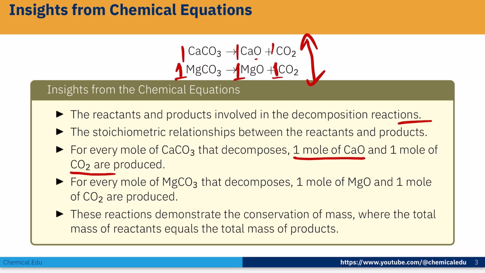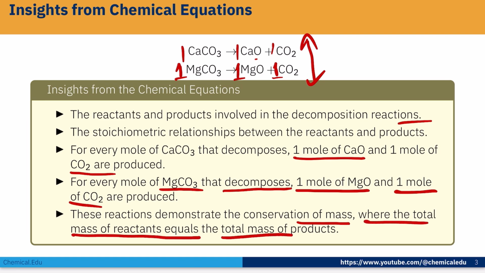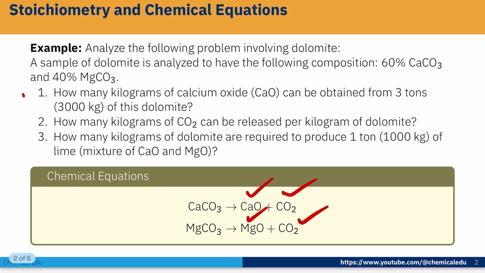Next, for every mole of magnesium carbonate that decomposes, that will produce 1 mole of magnesium oxide and 1 mole of carbon dioxide. And the last one, these reactions demonstrate the conservation of mass, where the total mass of reactants is equal to the total mass of products. So these are the insights we got from the chemical equations or chemical reactions. Now we have to solve question number 1, 2 and 3.